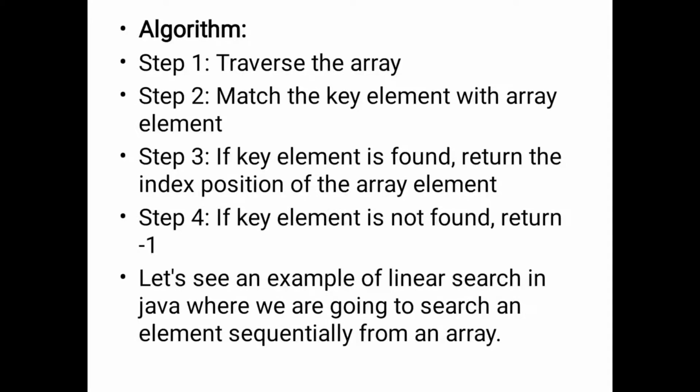Next, the algorithm for linear search is as you can see here. Step 1: we have to traverse the list. Step 2: we have to send the key element, which is the element we have to search. Step 3: if the element is found, then the array index will be returned. If the element is not found, it will return the value -1. This is the algorithm for the linear search.